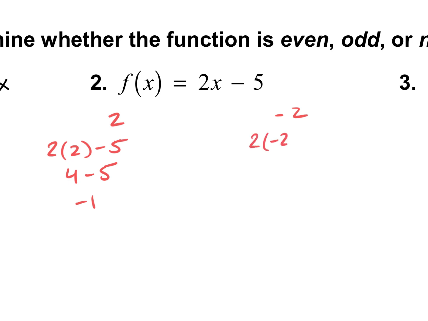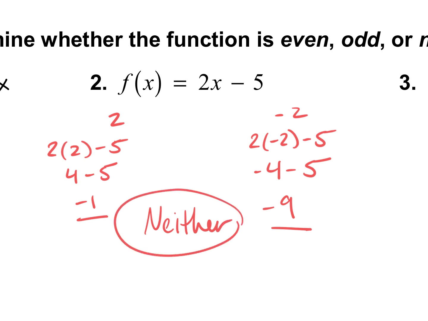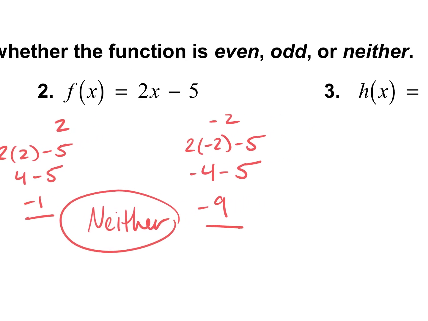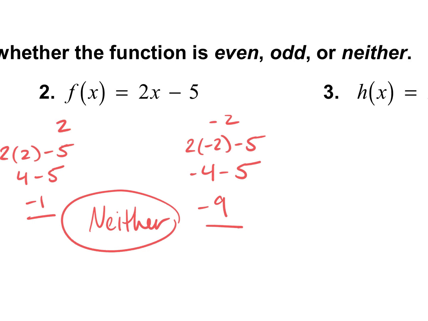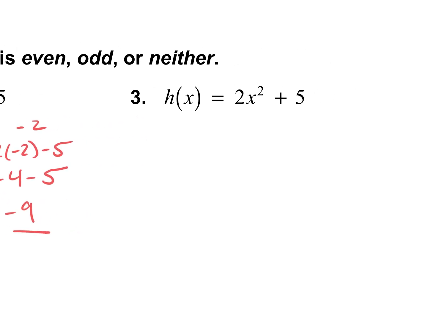We have 2 times negative 2 minus 5. What's 2 times negative 2? Negative 4. And negative 4 minus 5? Negative 9. Did we get the same number or opposite numbers? No. So what would our answer be if they're totally different? Neither. Questions here?